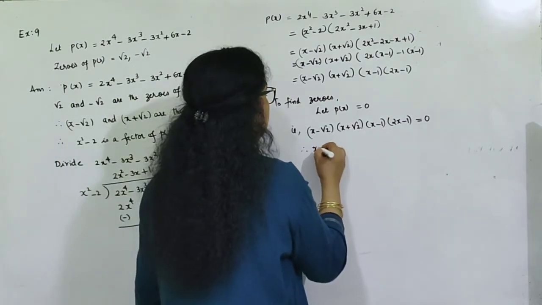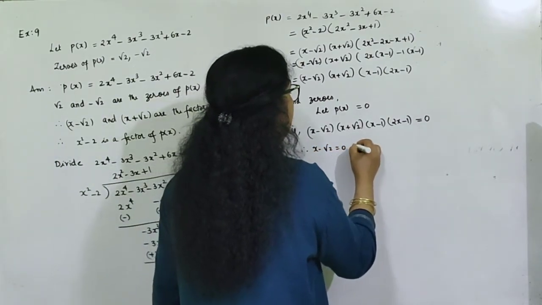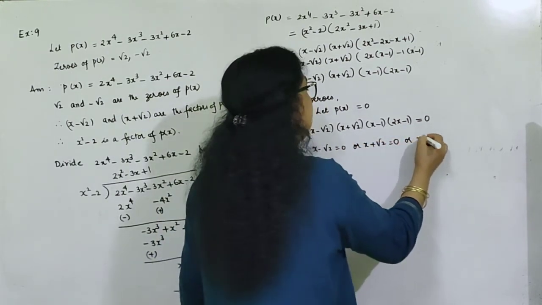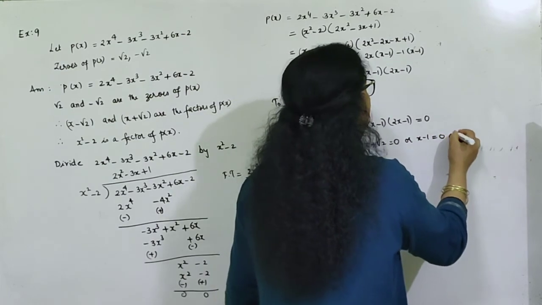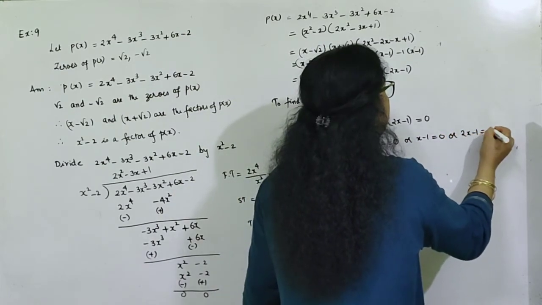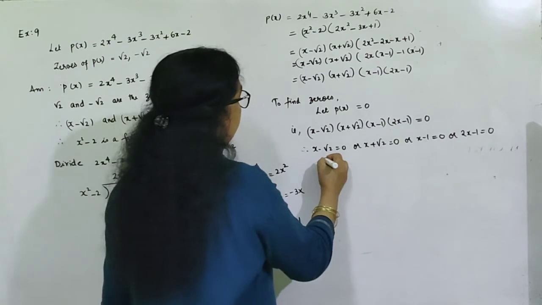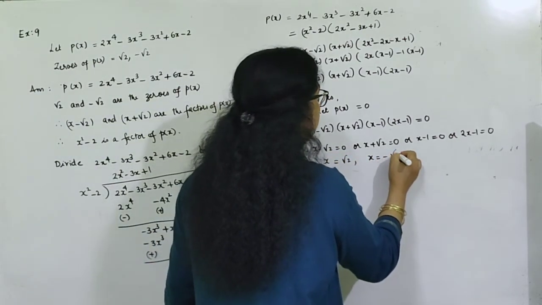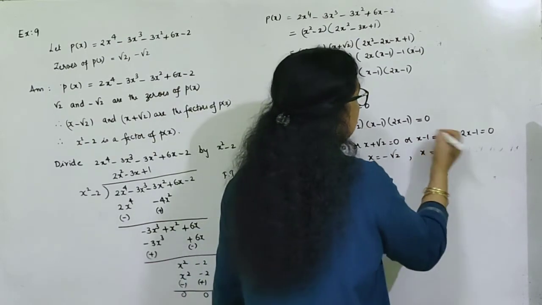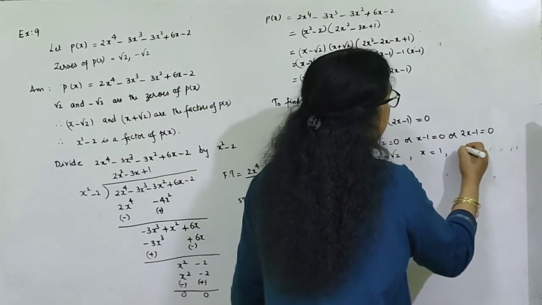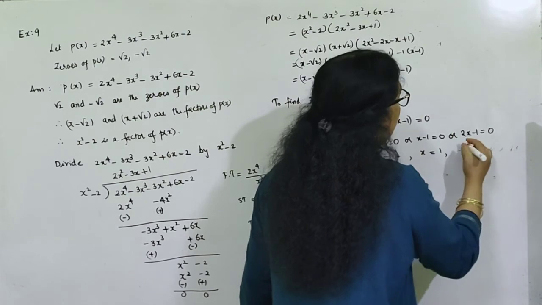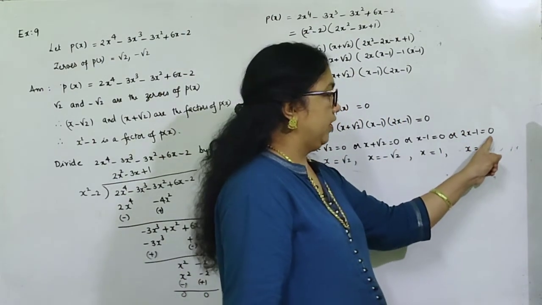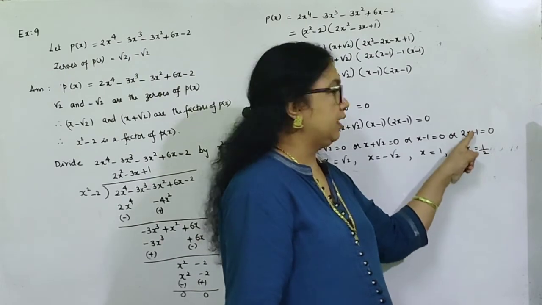Therefore, x minus root 2 equal to 0, or x plus root 2 equal to 0, or x minus 1 equal to 0, or 2x minus 1 equal to 0. So from this, x equal to root 2, x equal to minus root 2, x equal to 1, and here 2x equal to 1, so x equal to 1 by 2. I am directly writing it here.